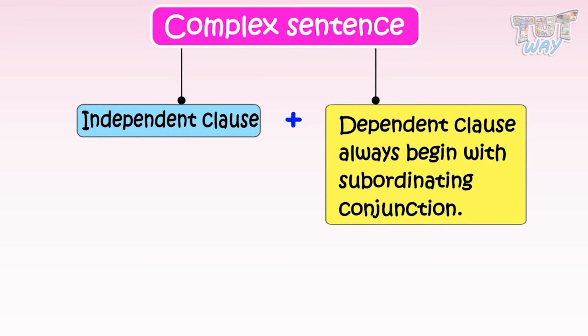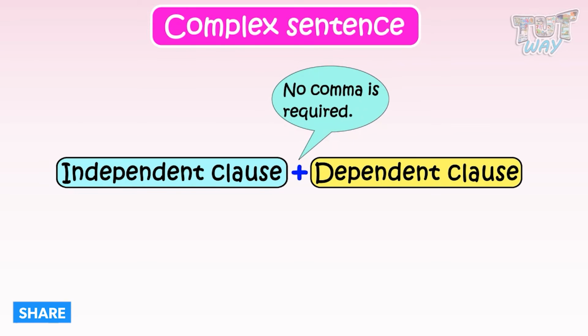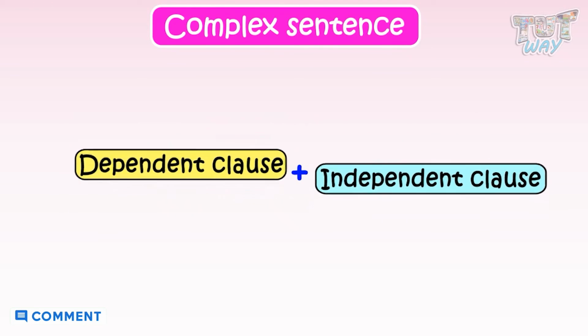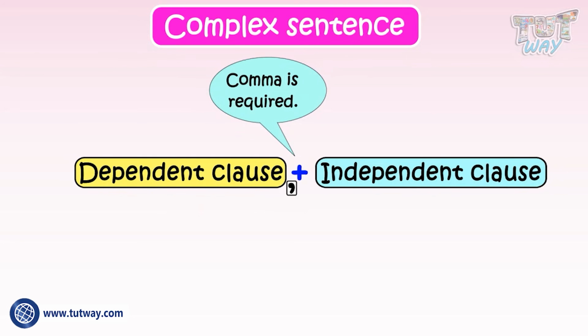A dependent clause in a complex sentence always begins with a subordinating conjunction. And if the independent clause comes first, there is no need to separate the two clauses by the use of any comma. And if the dependent clause comes first, the two clauses are separated by the use of a comma. Now let's have a look at more complex sentences.